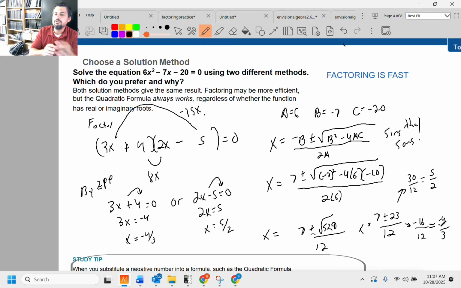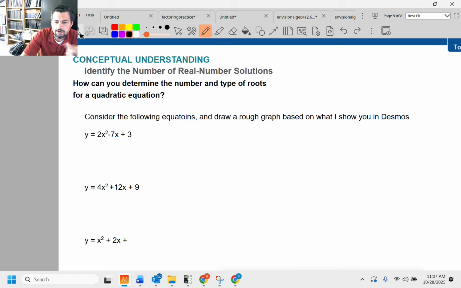Now, as we've been doing this, we have run across things that didn't have answers and things that did have answers. So I think the note should be getting ready to talk about the discriminant. And they are. Consider the following equations and draw a rough graph based on what I show you in Desmos. And we're going to be deriving some things here.